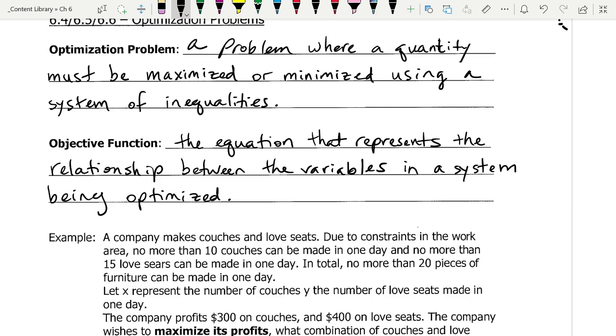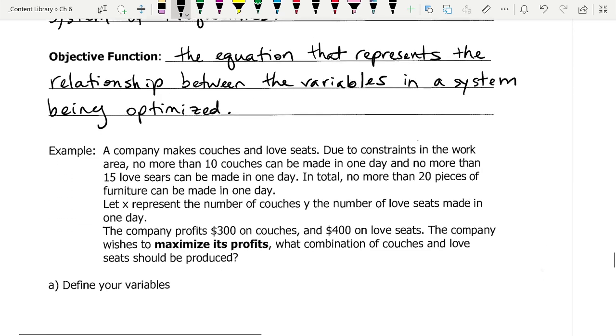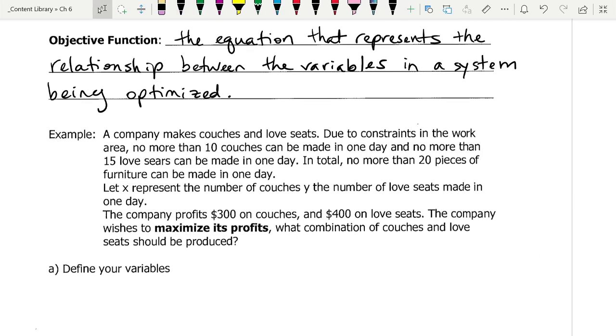Our first example is, a company makes couches and love seats. Due to constraints in the work area, no more than 10 couches can be made, and no more than 15 love seats can be made in one day. In total, no more than 20 pieces of furniture can be made in one day. Again, no more than, no more than, no more than. Those are all inequalities.